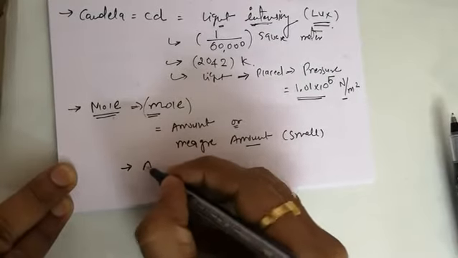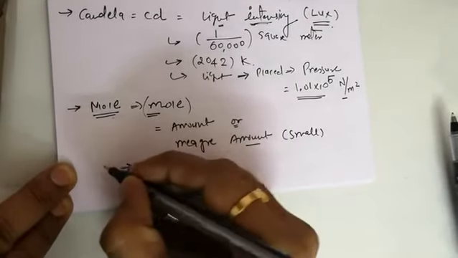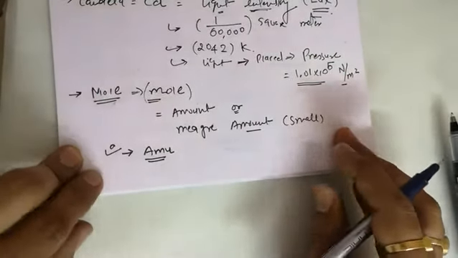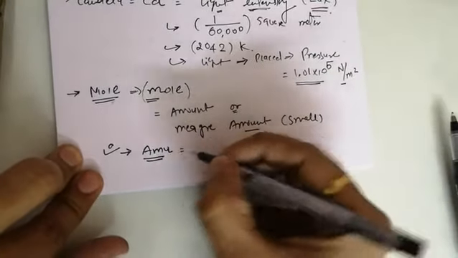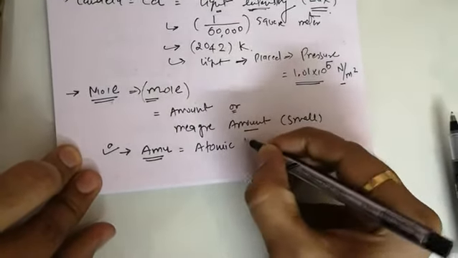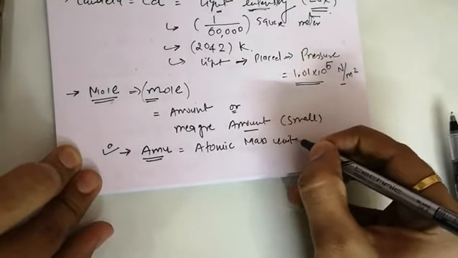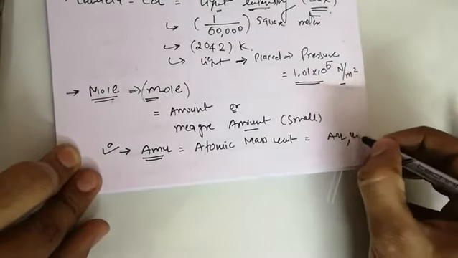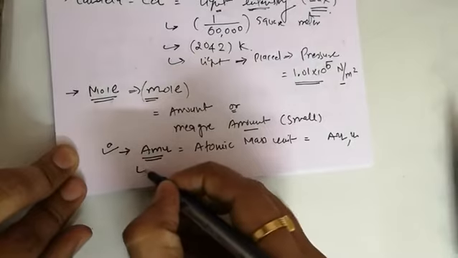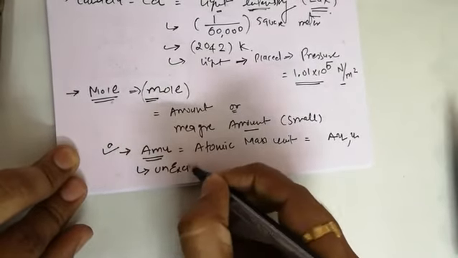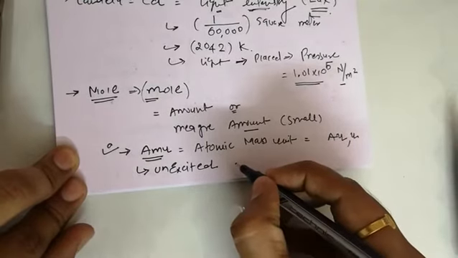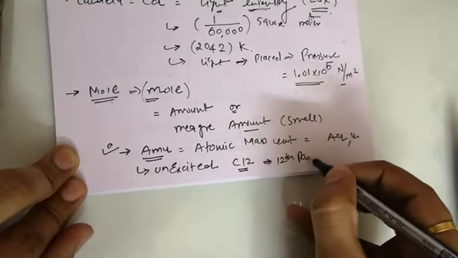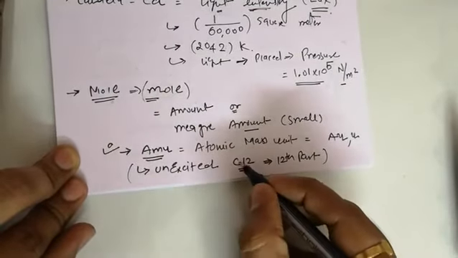Another unit related to mole, which we will use in future, is called AMU. You have to remember it because in some school exams, they ask what is the full form of AMU. It is called atomic mass unit. Sometimes it is represented by U or AU. The common definition is the unexcited C12's 12th part. Friends, C12 is a new word for you.